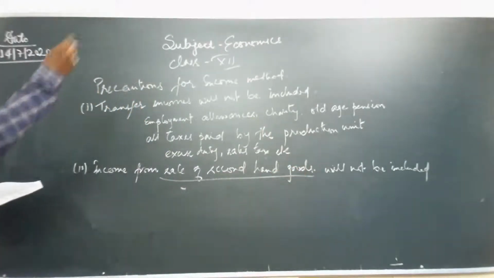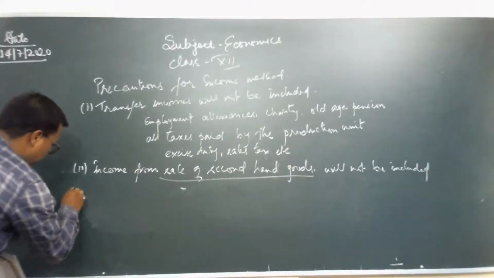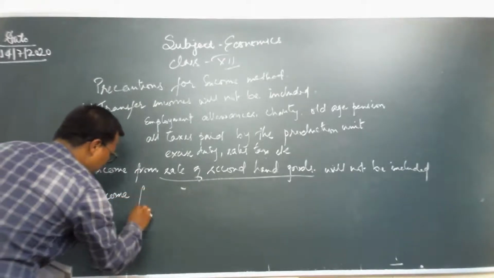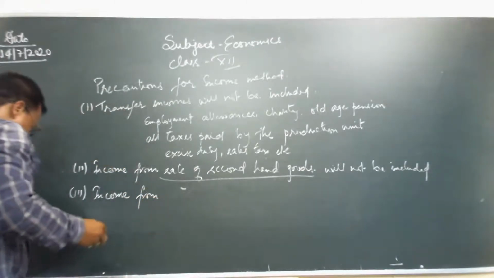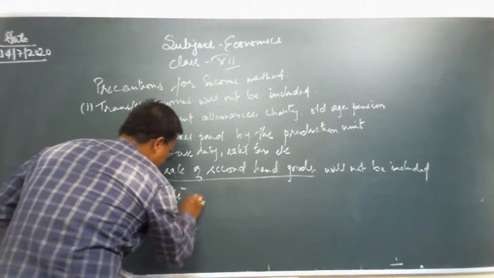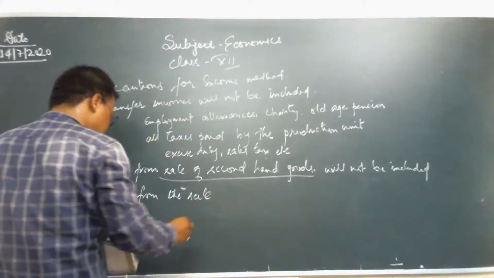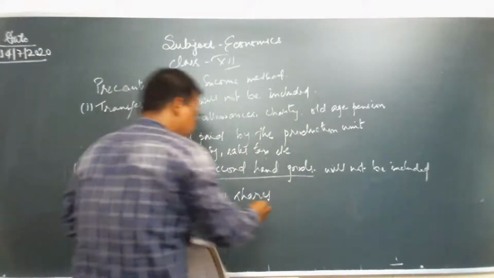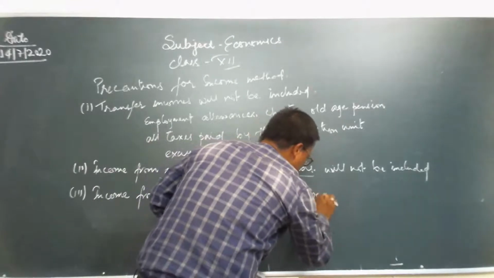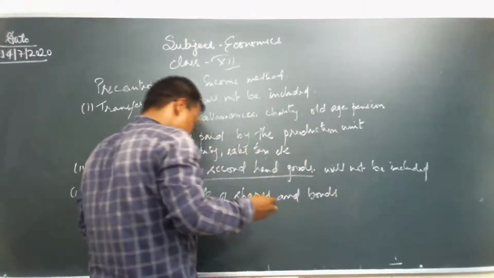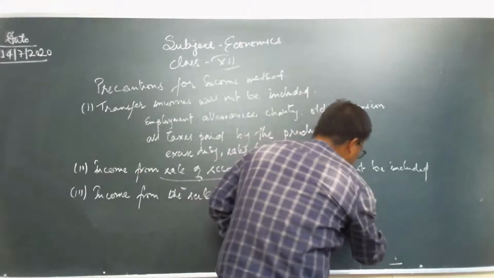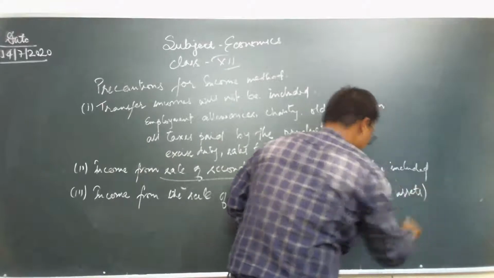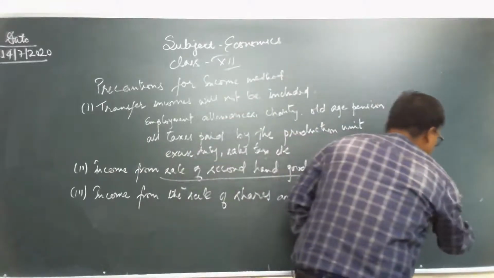Third is income from the sale of shares and bonds. Shares and bonds are financial assets, and these are not included.